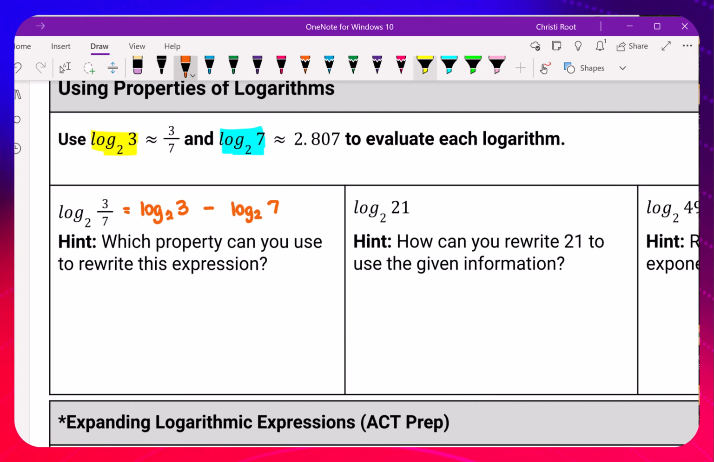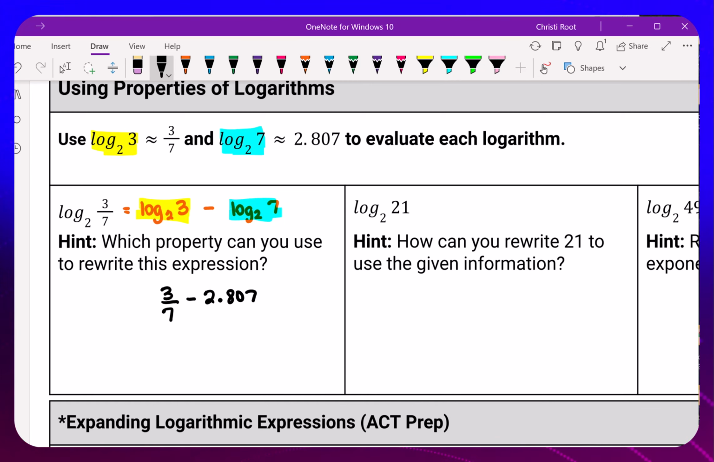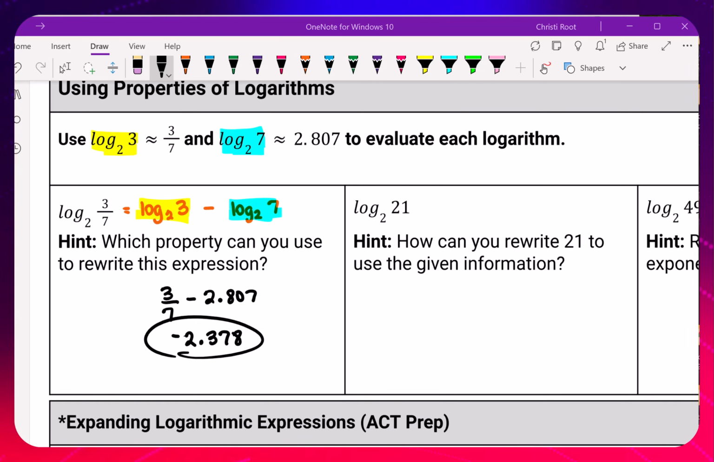So now you see I have log base 2 of 3, which I can substitute 3 over 7 for. And then I have log base 2 of 7, which can be substituted with 2.807. So I'm going to write this down, 3 over 7 minus 2.807, and we'll just type that in our calculator and see what we get. So after typing it into the calculator, I wound up with negative 2.378.